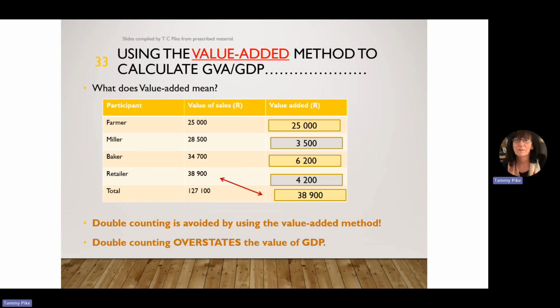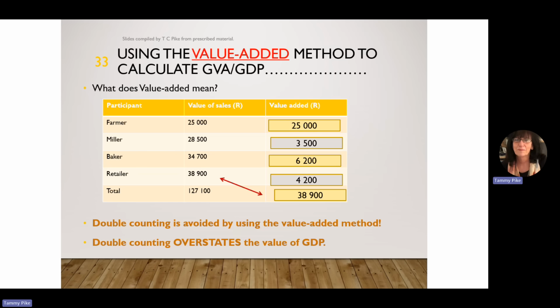All right, so that's how that works. But now, how do we stop this, which is overestimating big time? This is double counting big time. We've got to prevent that from happening, and we can do that by using what we call the value added method. And that says what we'll do is we will add just the value added at each stage.